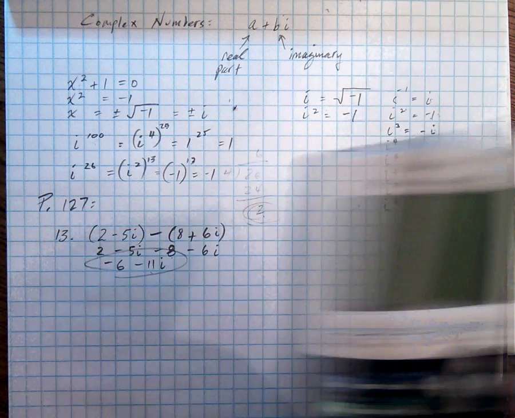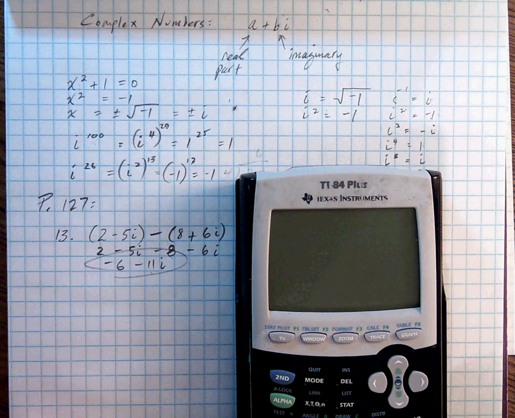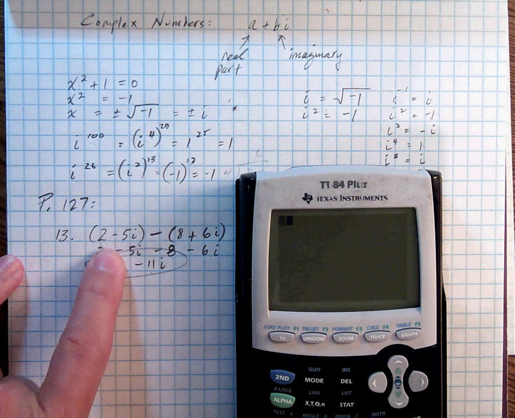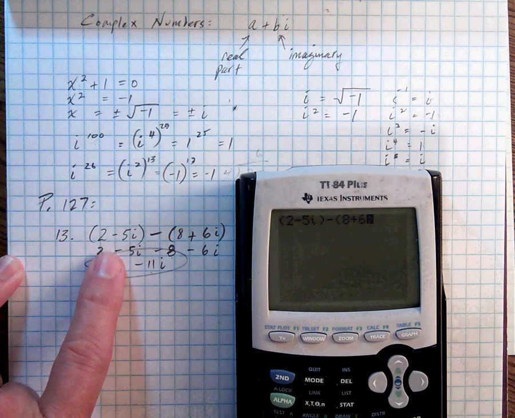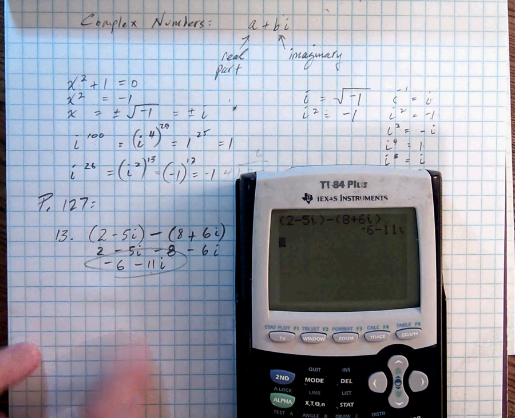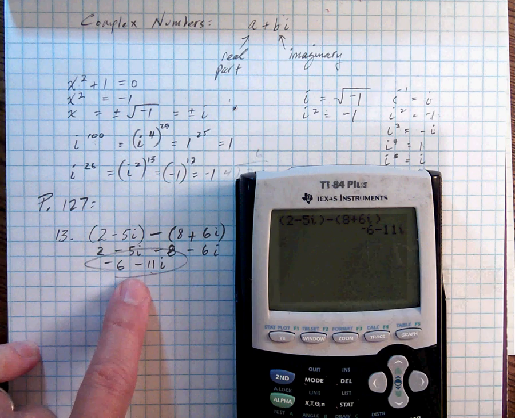You can also do it on your calculator. So I'll just put it in just exactly the way it looks. 2 minus 5i minus 8 plus 6i, and you see I get negative 6 minus 11i.